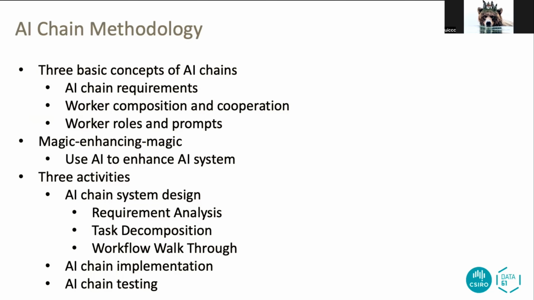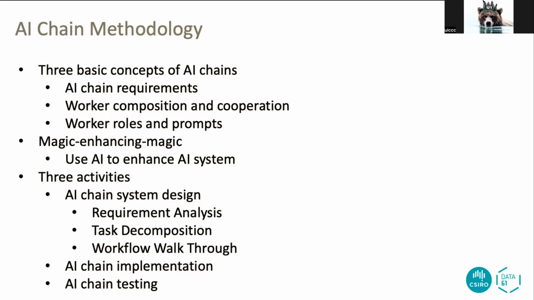Normally, an AI chain consists of a set of cooperating function units, which we call workers, and knowledge objects. Each worker has its own responsibilities and works together to achieve the ultimate goal of the AI chain. We also introduce a magic-enhancing-magic strategy that utilizes large language models to assist the development process of the AI chain.